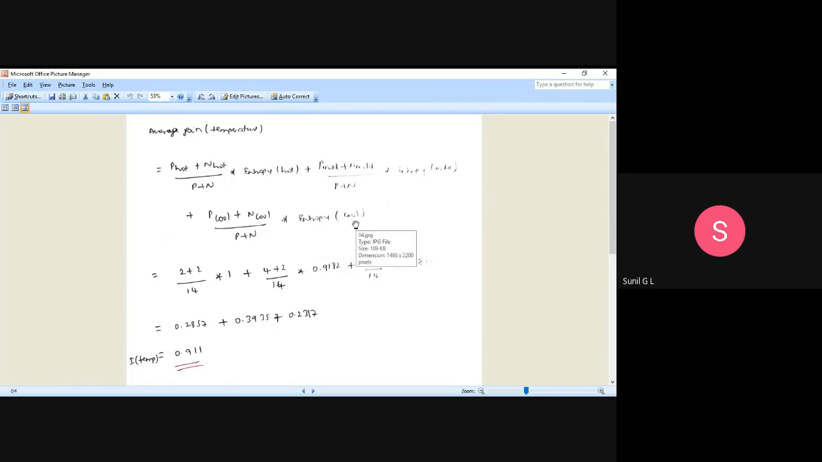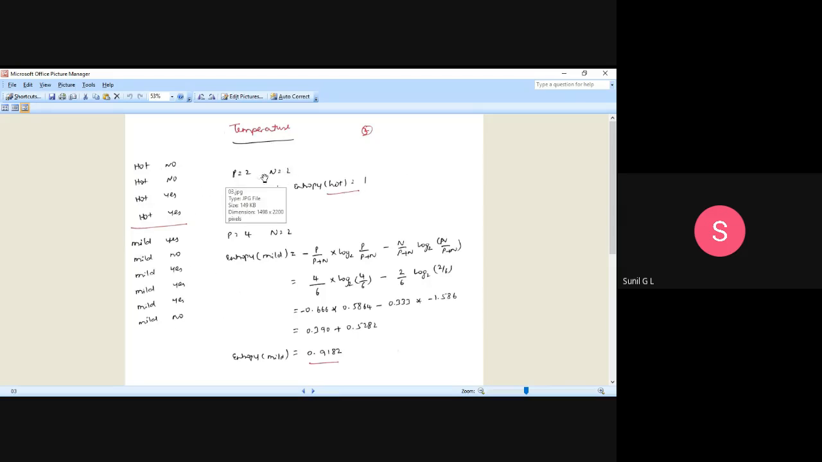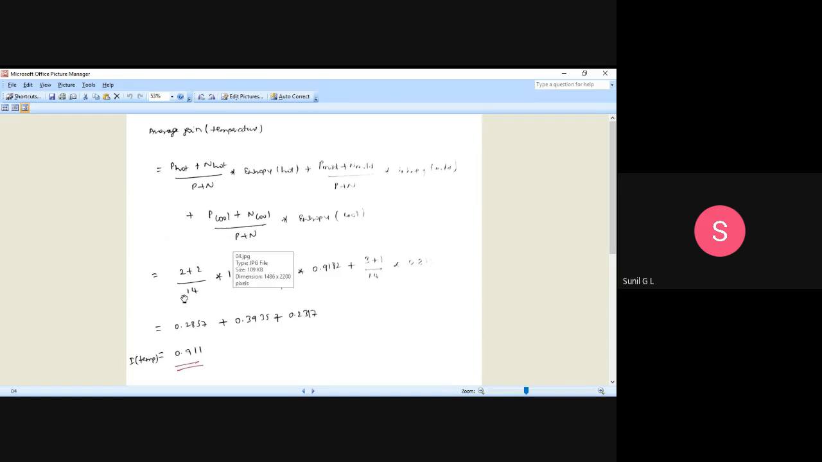into entropy of cool. When I add, positive of hot is 2 and negative of hot is 2. In that first one, both positive and negatives are 2, 2, that is, both are equal. So that is 2 plus 2, and the whole data set P plus N is nothing but 9 plus 5, that is 14, into entropy of hot, which is 1. If both positives and negatives are equal, then the entropy value is 1.